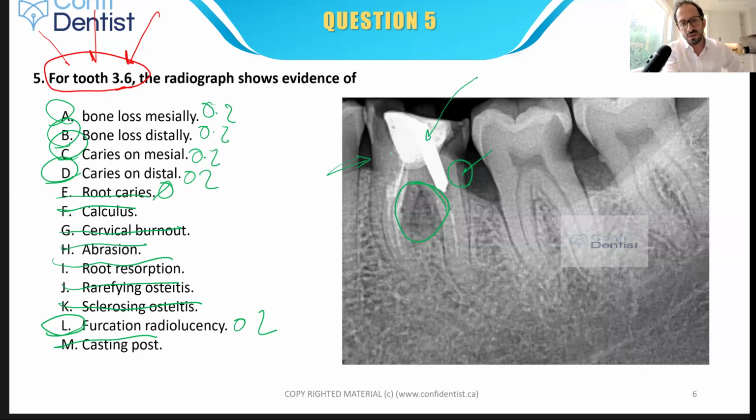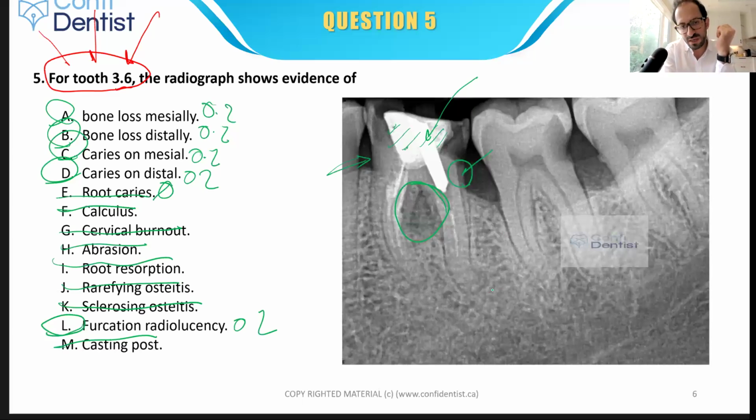What you see here is a prefabricated post. It's not a casting post. And the restoration is also a composite restoration. So when it's a casting post, the post and core are a single body. So they are not two separate things. Okay.